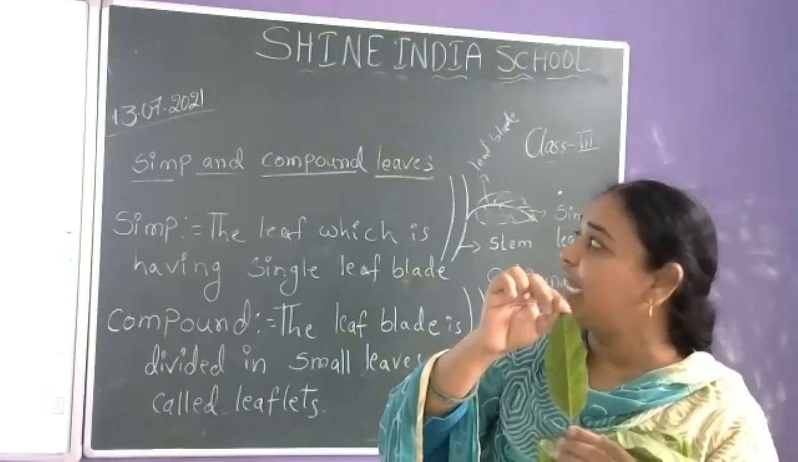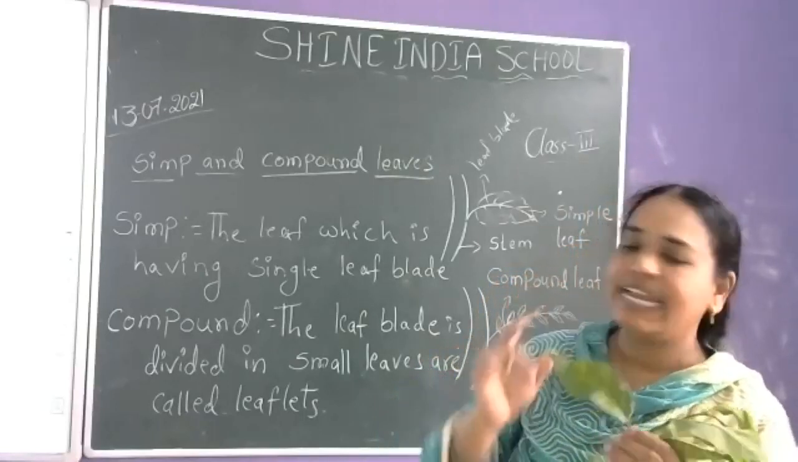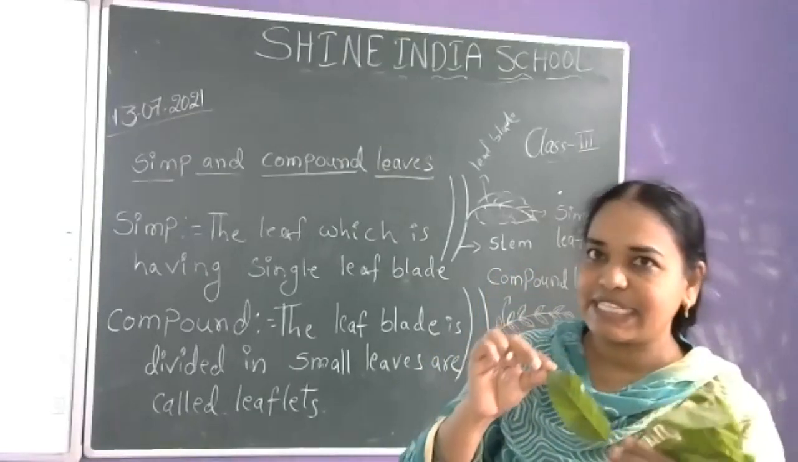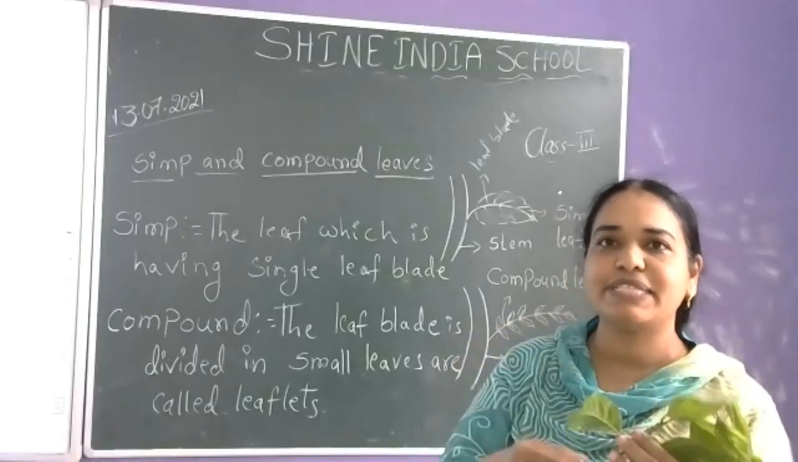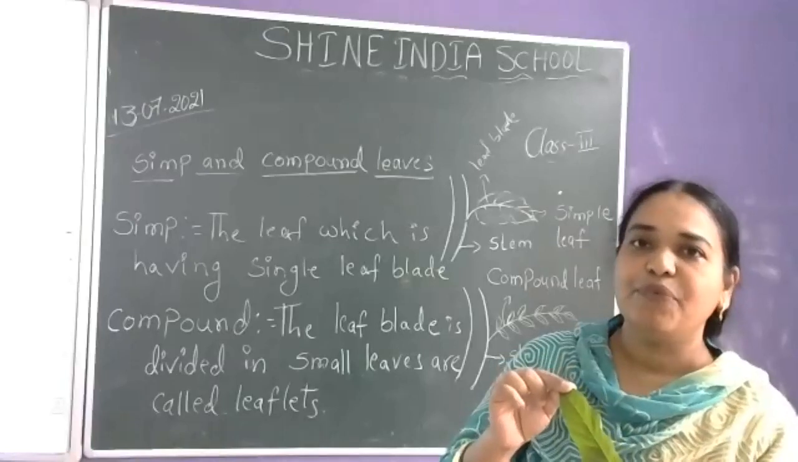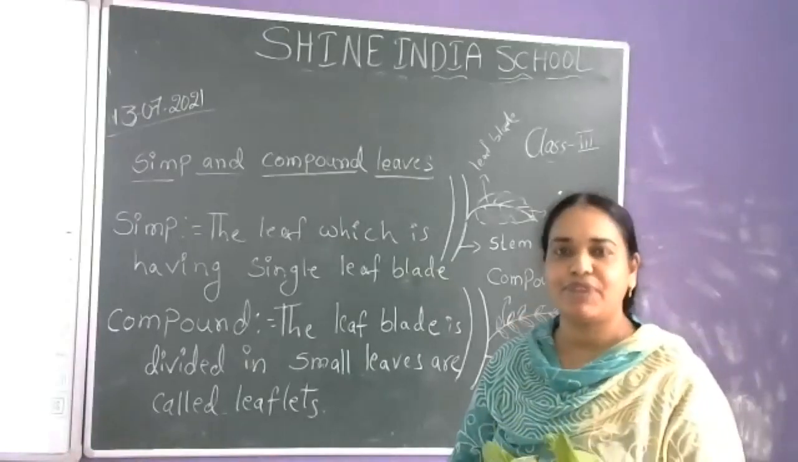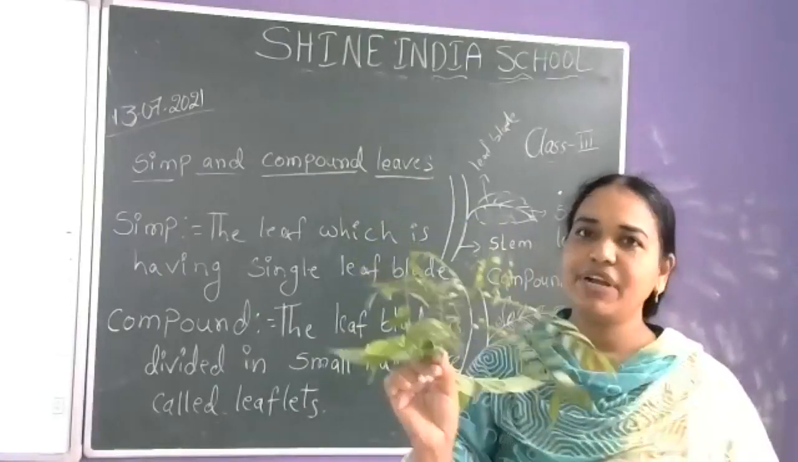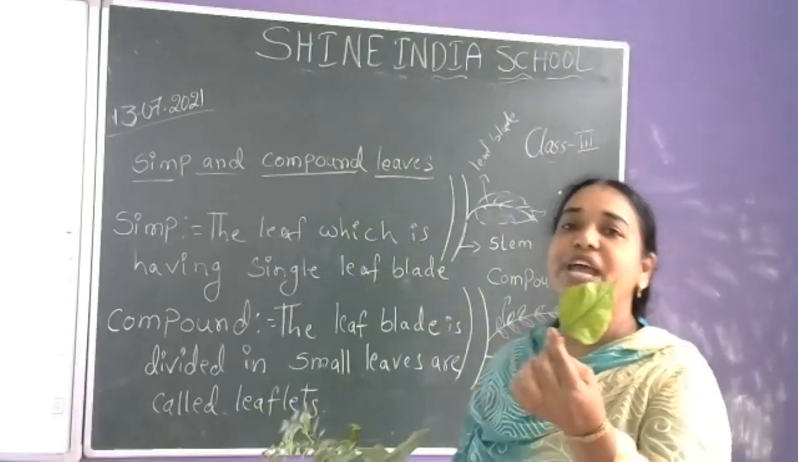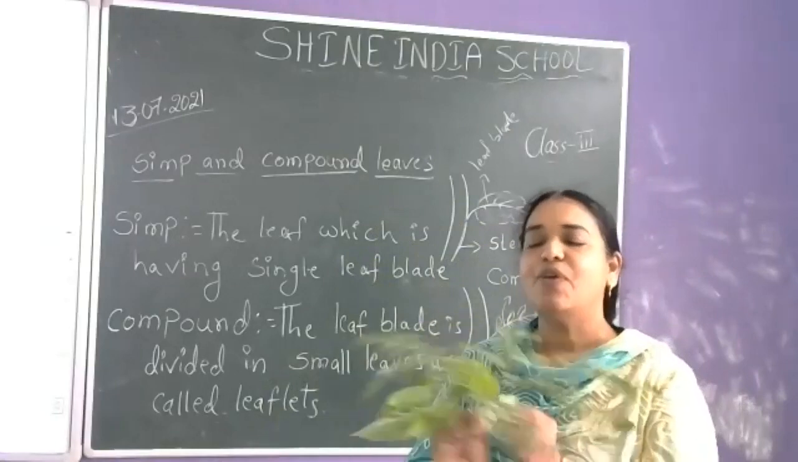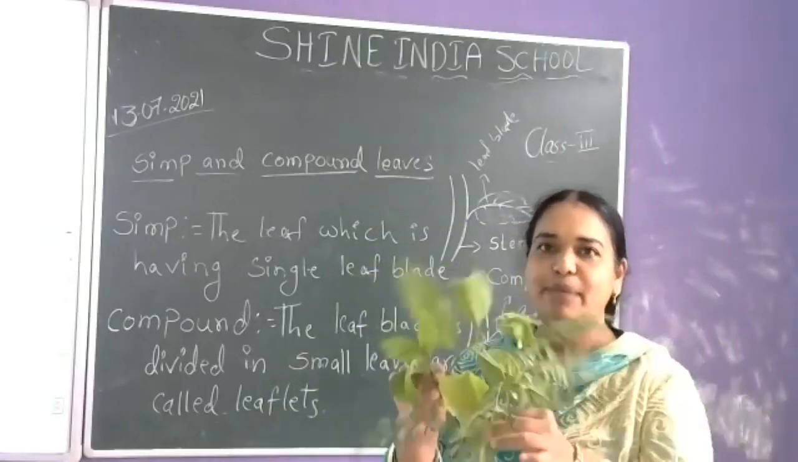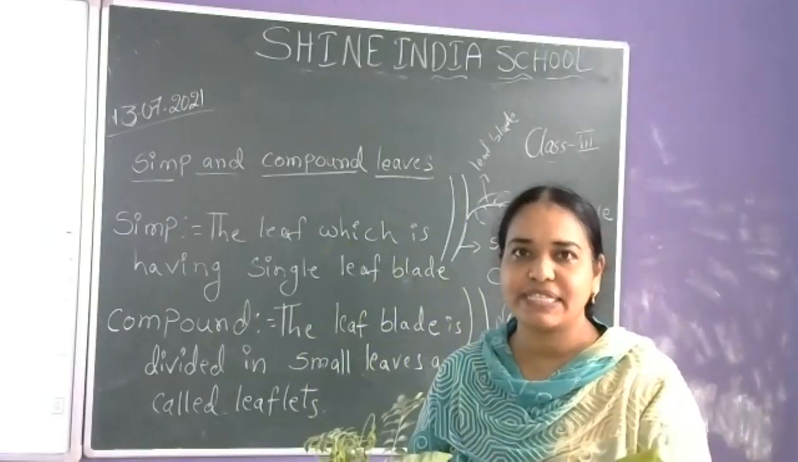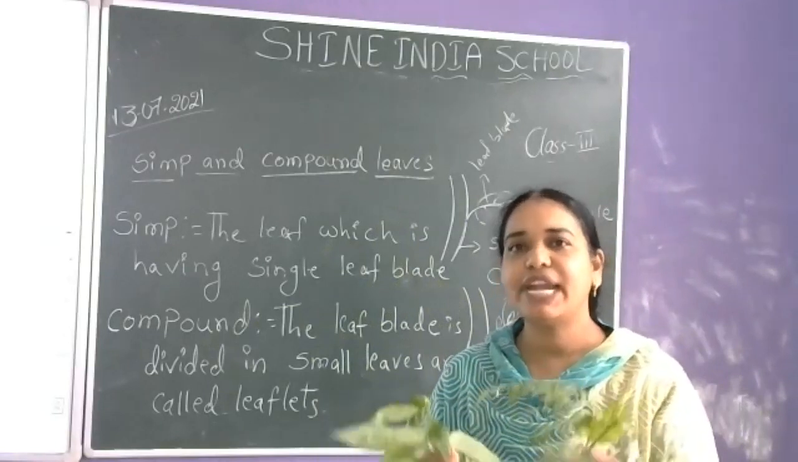What is it? The green color portion, what is it called? Leaf. Very good. We discussed yesterday the different parts which are present in the leaf. Now we are discussing the differences between leaves. We are having here three types of leaves. This is one type of leaf, these are one type, and this is one type. All these are not the same. So what are the differences between these leaves? We are discussing that today.